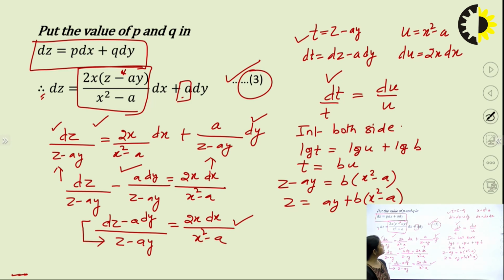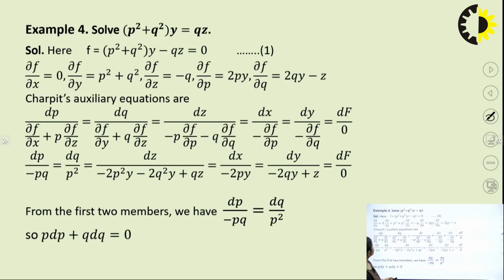So this is all about this example. Now you can try this method to solve the equation p square plus q square into y is equal to qz. I hope you can do this example by yourself. So that's all about the Charpit method. Thank you very much.